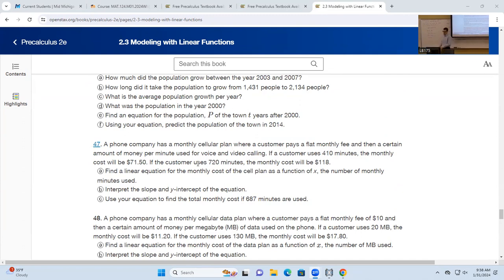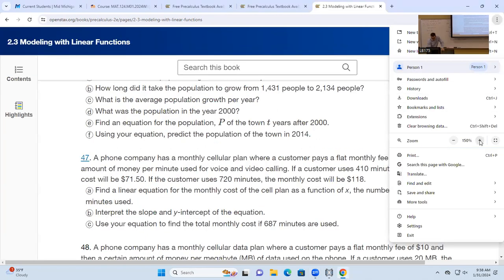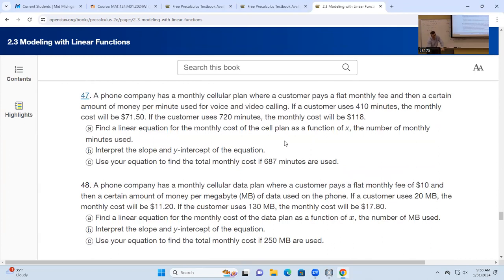Let's look at number 47. Number 47 says a phone company has a monthly cellular plan where a customer pays a flat monthly fee and then a certain amount of money per minute used for voice and video calling. If the customer uses 410 minutes, the cost is $71.50. If a customer uses 720 minutes, the cost is $118.